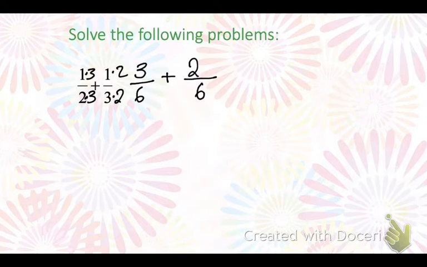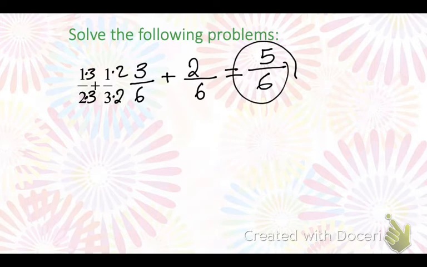All right. So, then I add the top numbers. 3 plus 2 is 5. And I keep the denominator, 6. I look to see if I can simplify. I cannot. 5 and 6 cannot be divided by the same thing. So that is my answer.